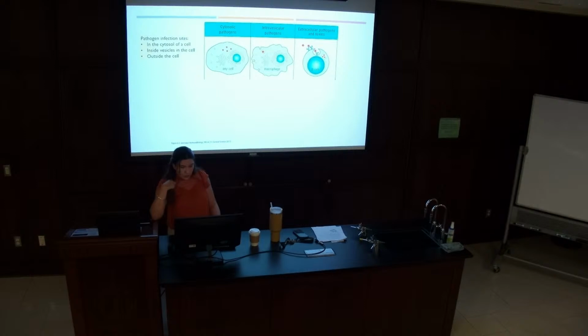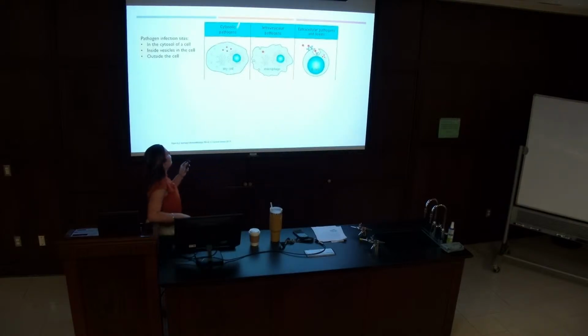Okay. So pathogen infection sites. So the places that a pathogen can infect are inside of the cell, outside of the cell, and if it's inside of the cell, it can be in the cytosol, or it can be inside of a vesicle. So just to remind you here, I'm showing you cytosolic pathogens. Any cell can attack a pathogen, here shown in red.